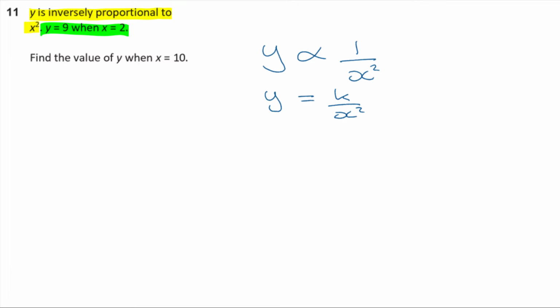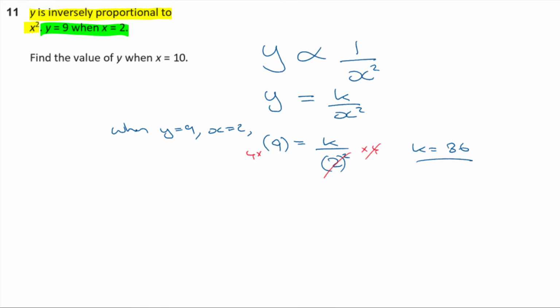So when y is 9, x is 2. Subbing those two values in, I get 9 is equal to k over 2 squared. That was the 9, that was the 2 in there. So 2 squared is 4. If I multiply both sides by 4, that will cancel, and I'm left with k is equal to 4 lots of 9. 9 times 4 is 36. k is 36. So therefore the equation is y equals 36 over x squared.